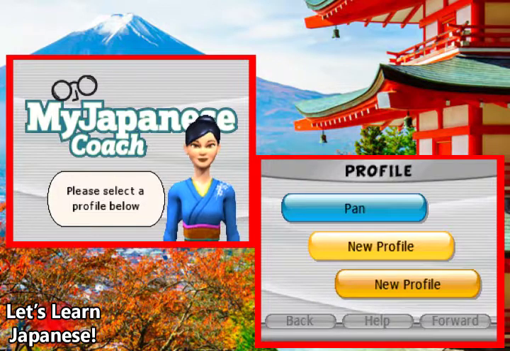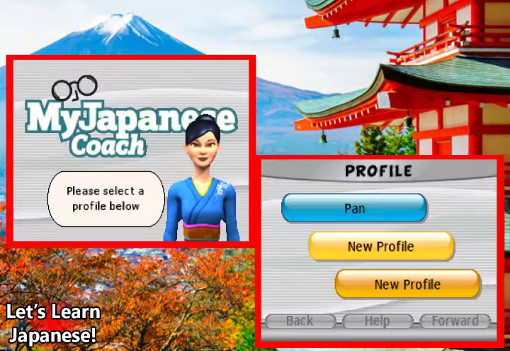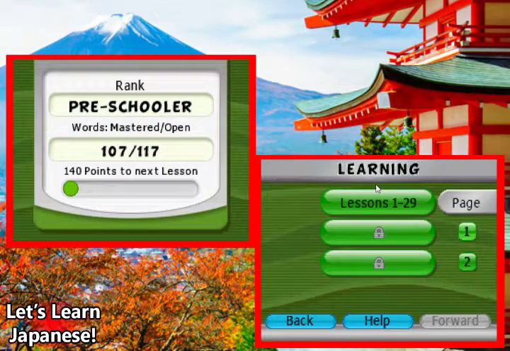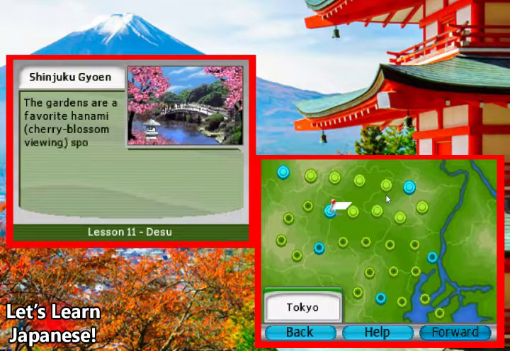10月です。今日は月曜日. Welcome back to Learning Japanese with my Japanese coach. It is October. Today is Monday. And we are going to continue our lessons. Last week we covered the first 10 lessons, which catches us up to where we were when we took the assessment at the very beginning.